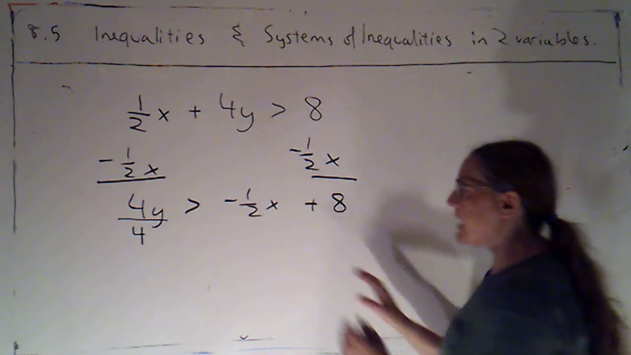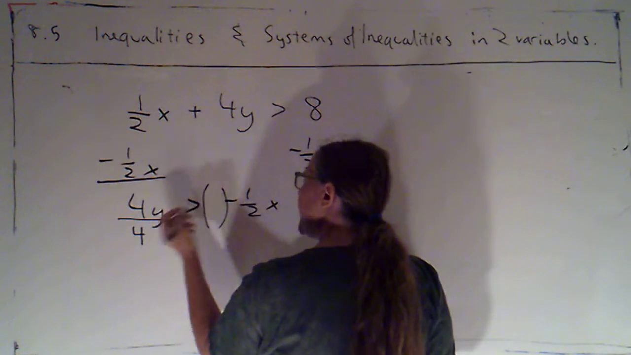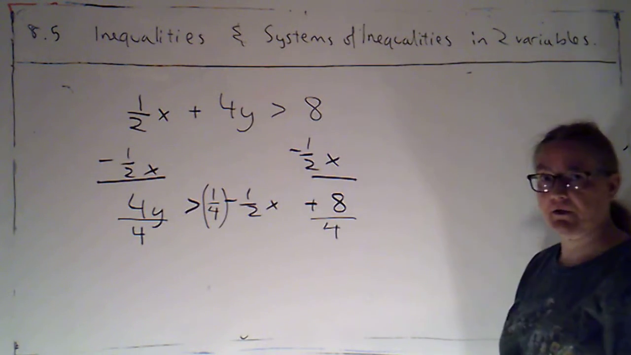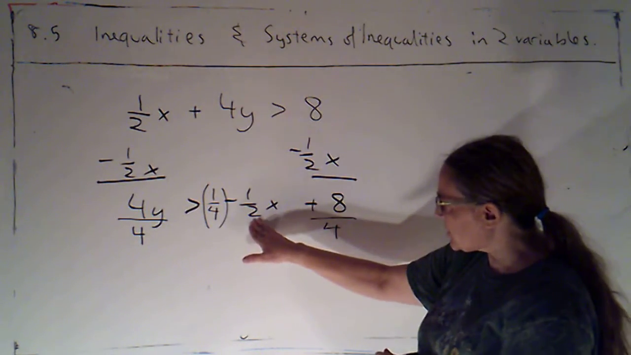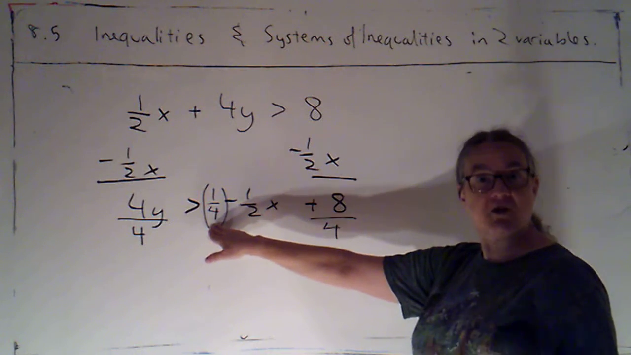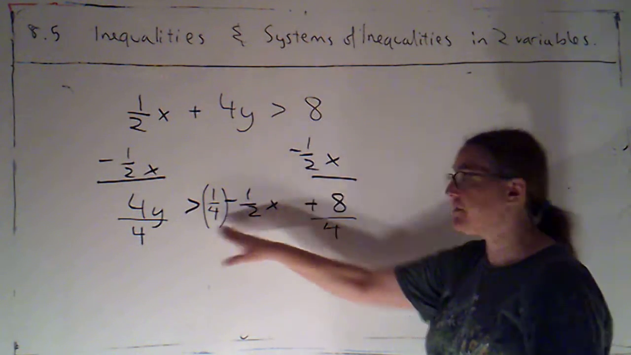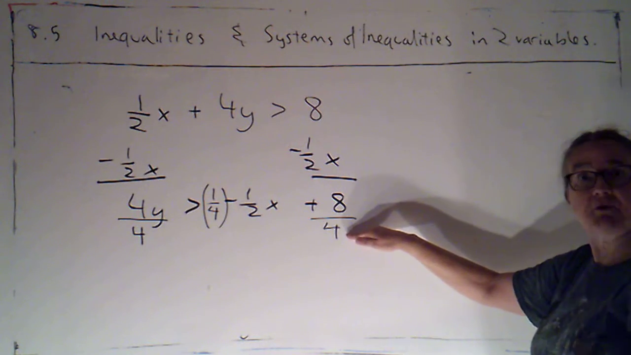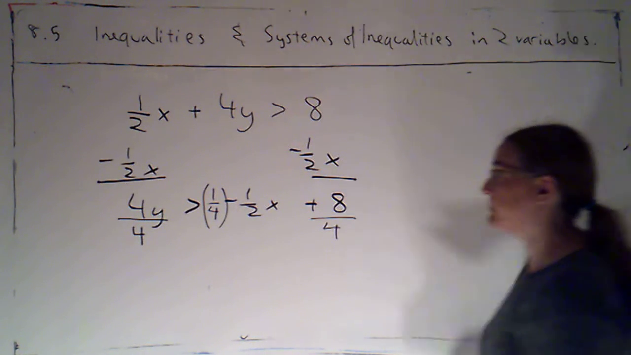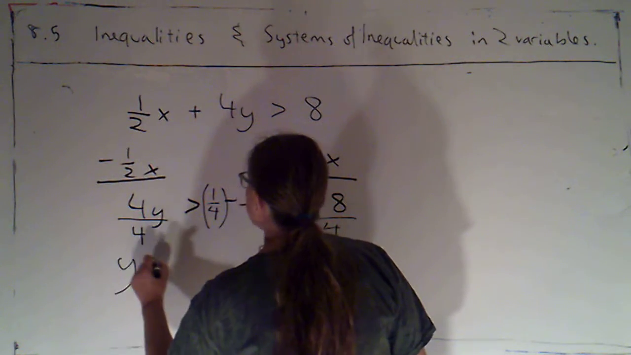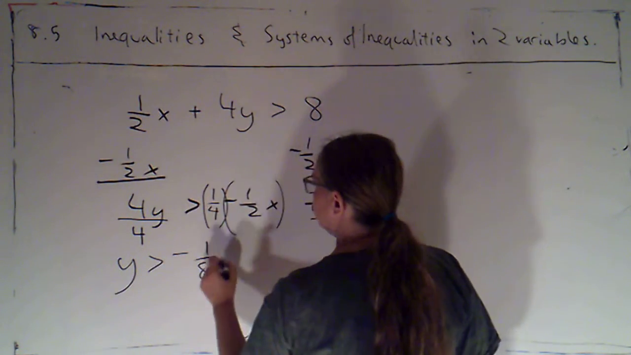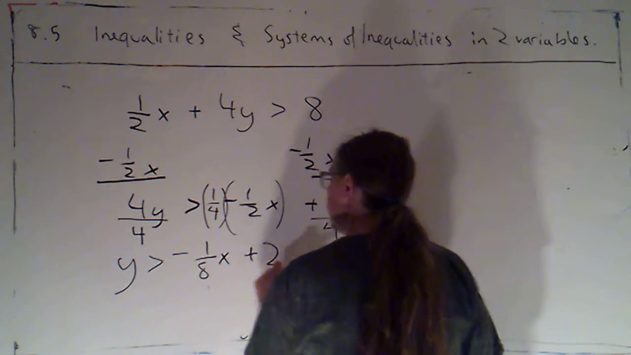Now here, I'm just going to make a note that dividing by 4 is the same as multiplying by 1/4. So where we have a fraction, we might choose to write that division as multiplication by 1/4. Where we don't have a fraction, where we just have 8, it's probably simpler to write that as division by 4. So we get y is greater than negative 1/8 x plus 2.